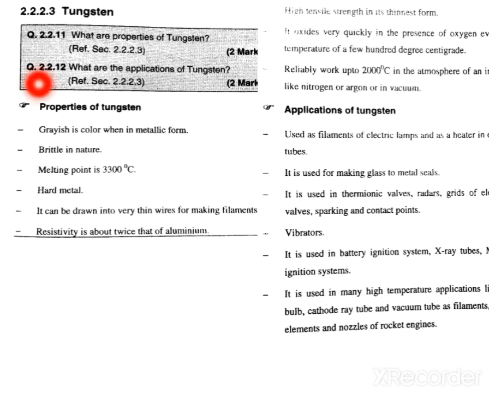The next material is tungsten. Tungsten is a hard material and it is grayish in color. Tungsten is a brittle material. The melting point of tungsten is 3300 degrees Celsius and it can be drawn into thin wires for making filaments. We have heard many times that a lamp consists of tungsten wire. So the main application of tungsten wire is making filaments in electrical lamps. The resistivity of tungsten is twice that of aluminum. The tensile strength is high in the case of tungsten.